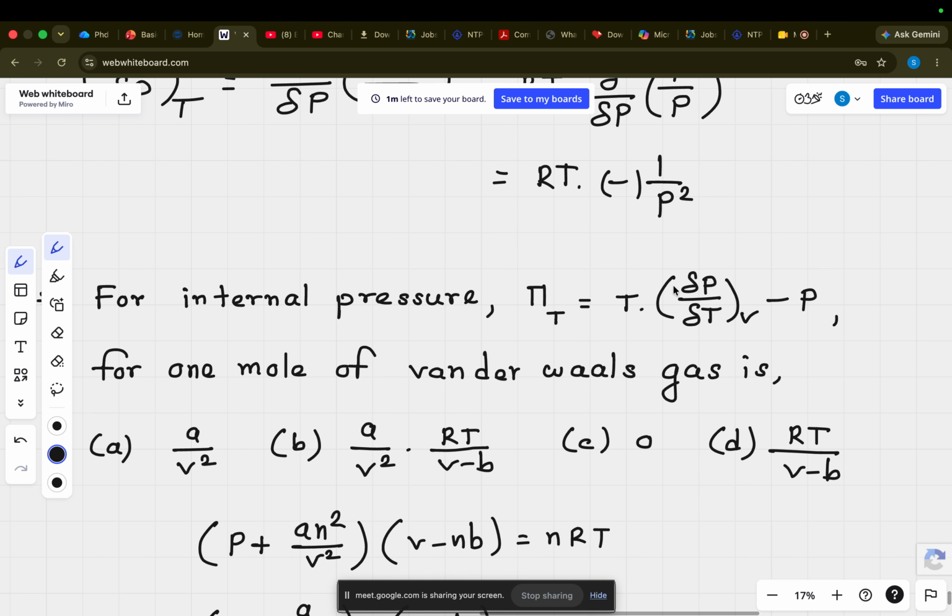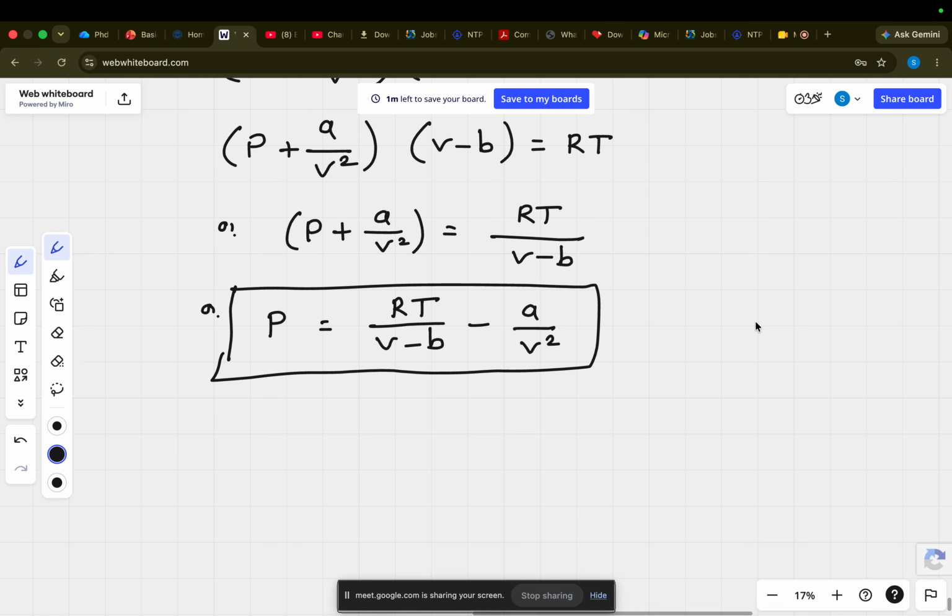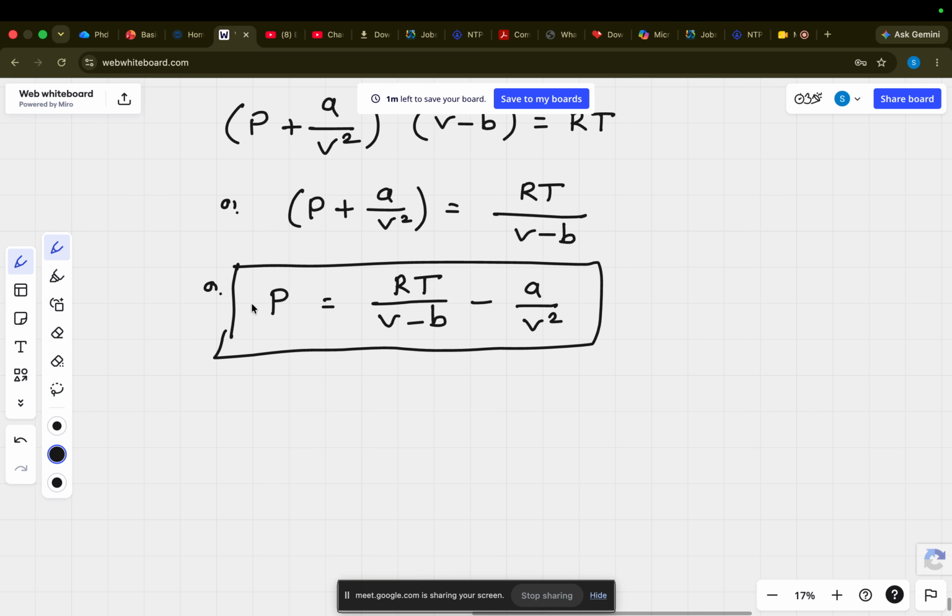Now see what equation they have given: del P by del T at constant V. That means you have to do differentiation with respect to temperature. So find out this value, del P by del T at constant V. Volume is constant, keep in mind. Now do the differentiation with respect to temperature. Tell me what you are getting. Check it, what you are getting. Yes, sir.